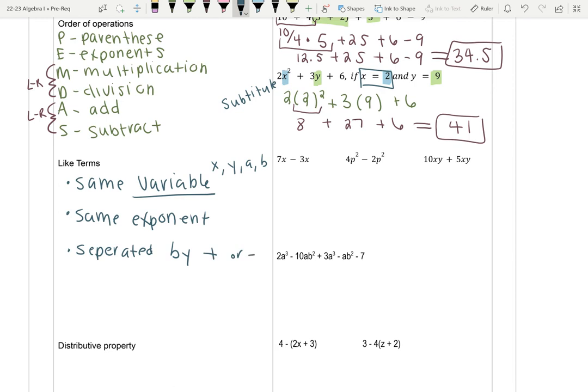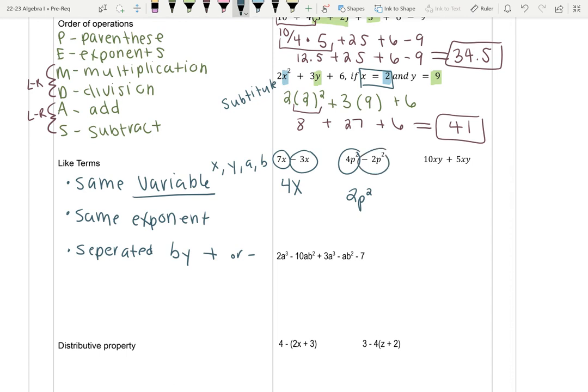So we're going to go ahead and simplify these down here. So if I have a 7x and a negative 3x, or 7 minus 3, that gives me 4x. And I have 4p squared minus 2p squared, which leaves me with 2p squared. So for example, if this 2 right here was instead of 3, then we could not combine them because the exponents have to be the same.